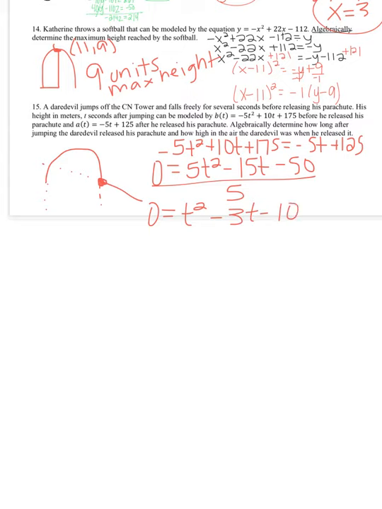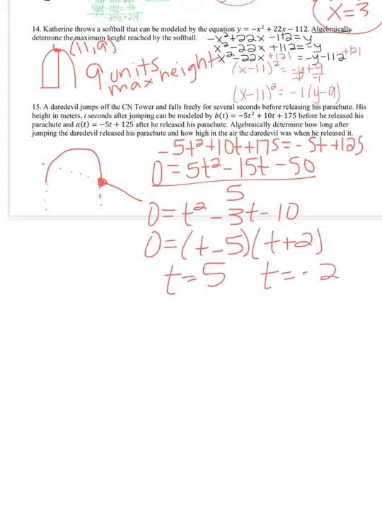You do master product on this. It would be t minus 5 times t plus 2, which gives me t is equal to 5 and t is equal to negative 2. So there are 2 intersection points. It'll take 5 seconds or negative 2 seconds, but we don't care about what happened before he jumped off. So this is out. We don't deal with negative time. So how long after jumping the daredevil released his parachute? It was 5 seconds.